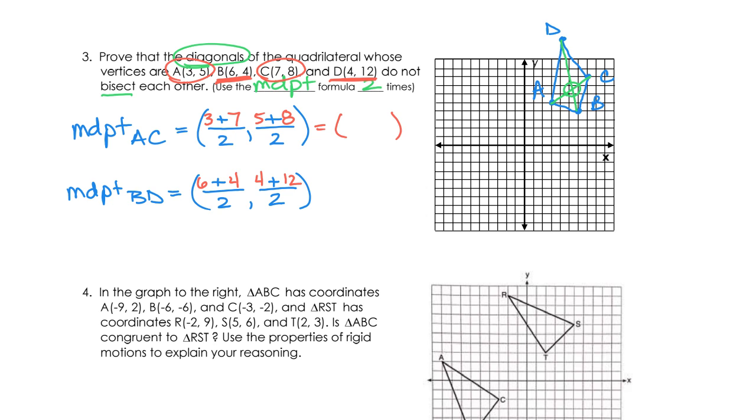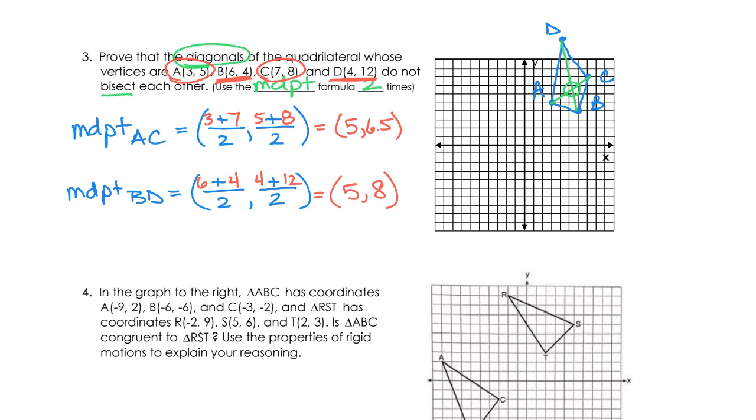Okay, so in this first one here, 3 plus 7 is 10. 10 divided by 2 is 5. 5 plus 8 is 13. 13 divided by 2 is 6.5. Okay. In the second one, 6 plus 4 is 10. Divided by 2 is 5. And in the second one, 4 plus 12 is 16, and 16 divided by 2 is 8.